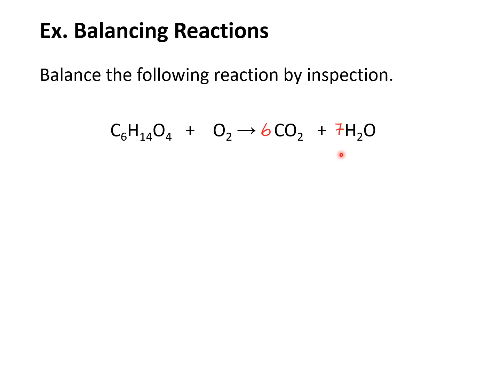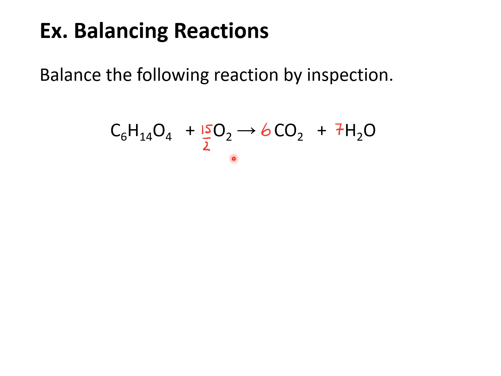Lastly, we'll balance the oxygen because it is present in all the reactants and all the products. On the left-hand side, we have 4 plus 2, which is 6 oxygens. On the right, we have 6 times 2 is 12 oxygens plus another 7 oxygens, giving us 19 oxygens. So in order to balance the oxygens, we'll take the 19, subtract the 4 oxygens from the carbohydrate. That leaves us 15 oxygens. And we'll take the 15 and divide it by 2, giving us 15 over 2 O2.